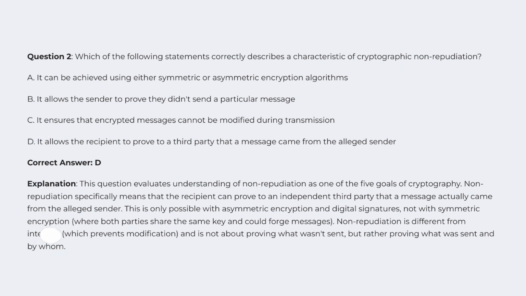Correct answer: D. Explanation. This question evaluates understanding of non-repudiation as one of the 5 goals of cryptography. Non-repudiation specifically means that the recipient can prove to an independent third party that a message actually came from the alleged sender. This is only possible with asymmetric encryption and digital signatures, not with symmetric encryption, where both parties share the same key and could forge messages. Non-repudiation is different from integrity, which prevents modification, and is not about proving what wasn't sent, but rather proving what was sent and by whom.